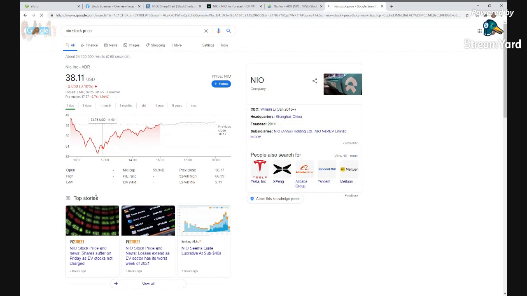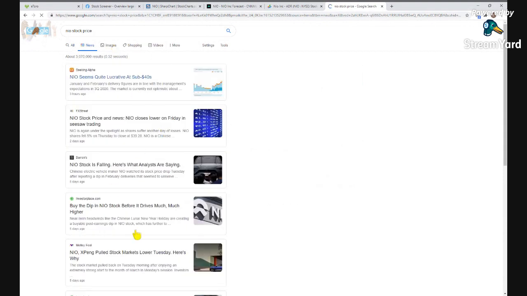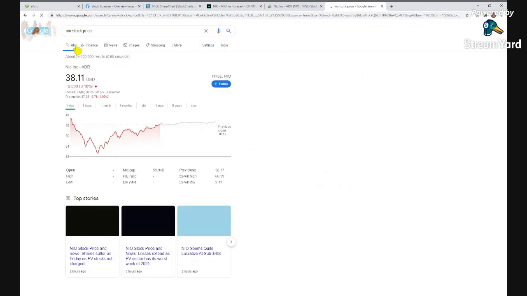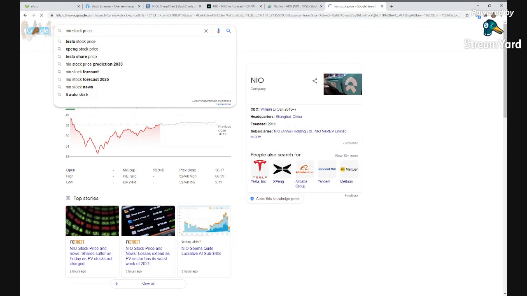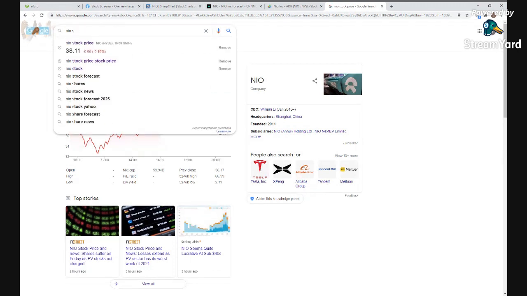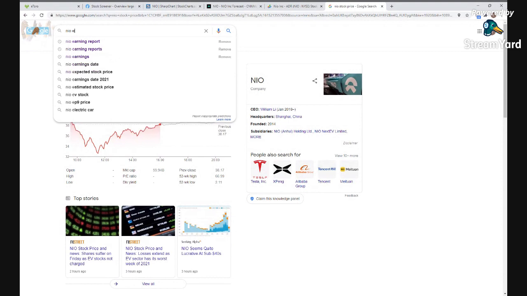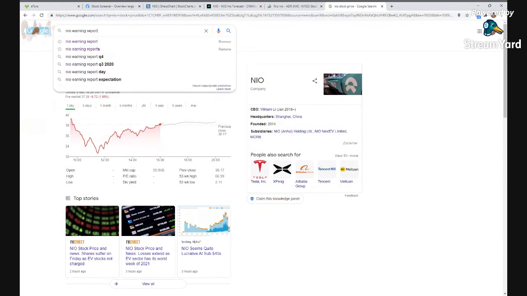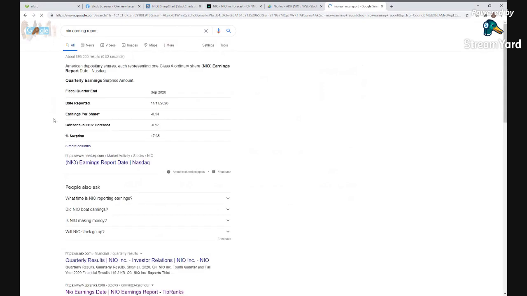You can have a nice chart here, and you can go through the news articles here, or you can click on the news tab and read through all of these news articles, and go on to YouTube and check out one or two videos of what people are saying about the stock. So I put in here Neo earning report. So that's all. Use Google to search for everything. It's all free.